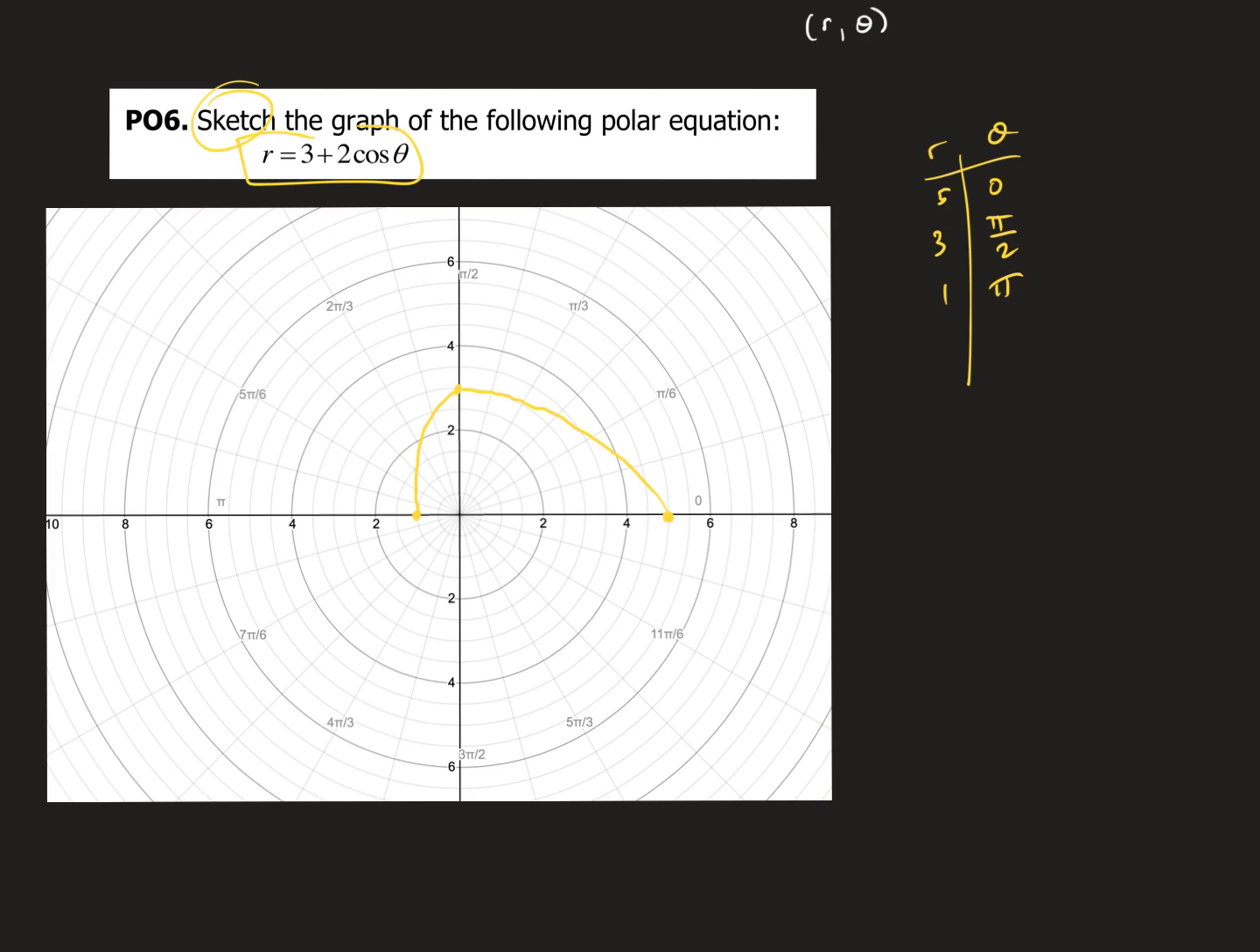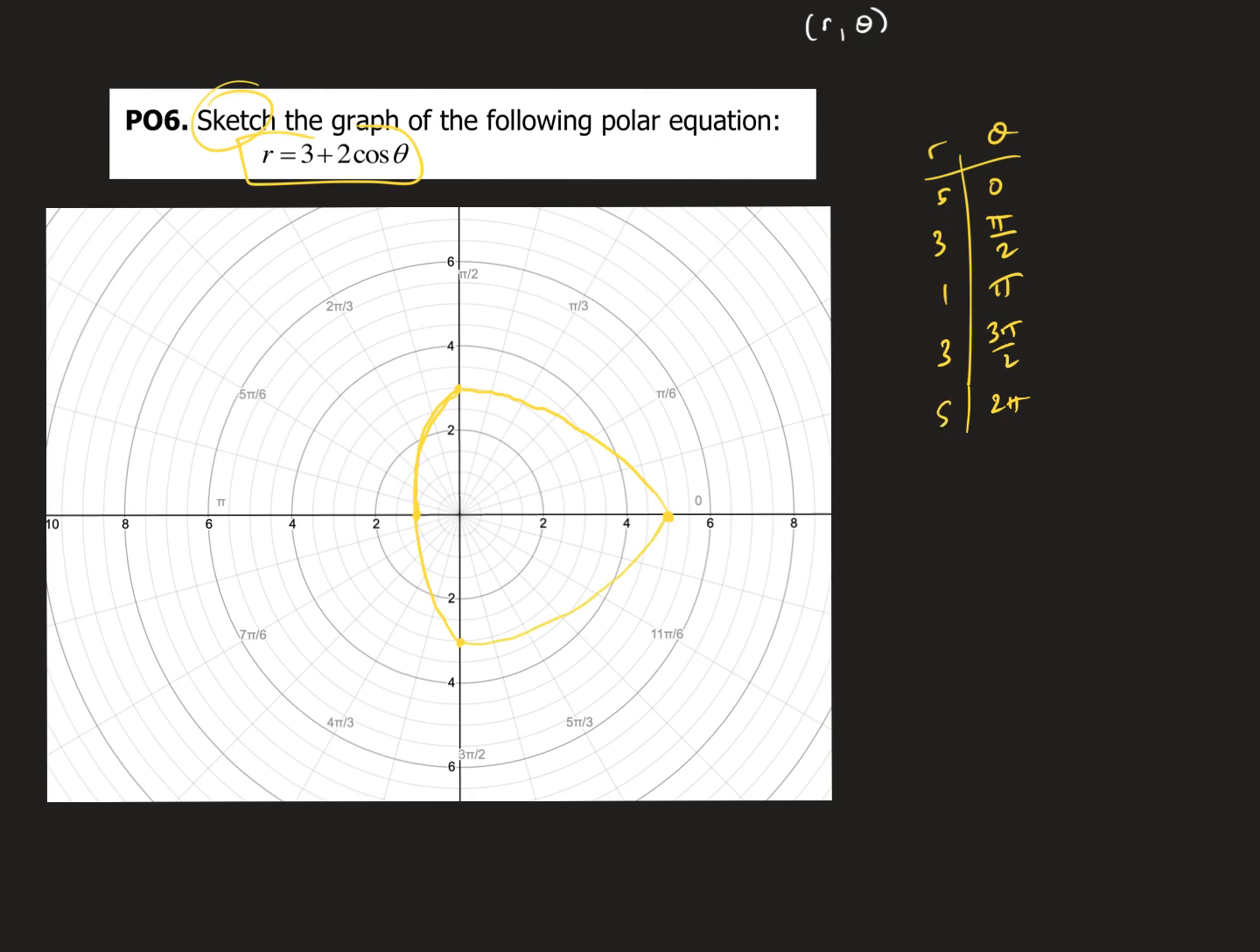So now we're going to plug in the next quadrantal angle, which is 3 pi over 2. Cosine of 3 pi over 2 is again 0, so my r is going to end up being 3 again. So at 3 pi over 2, my radius is going to be 3. Now, we want to draw this connected as well. So we got this, it came through here, now we're going to come down here. Again, it's going to be curved inward. And then we go back to 2 pi, which is the same value as 0, which is 5.